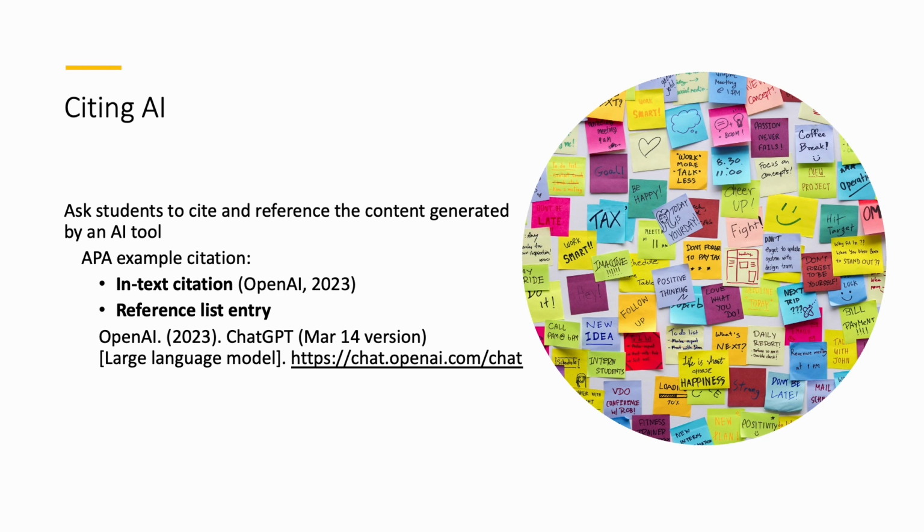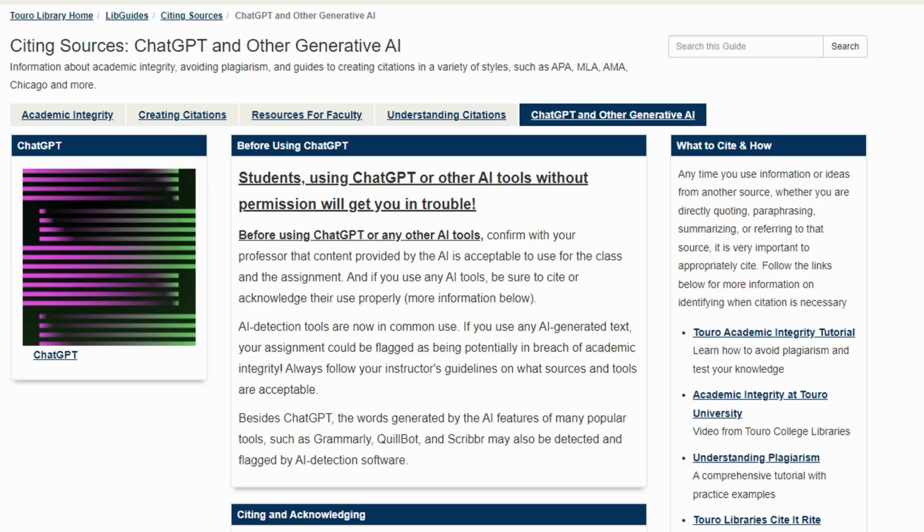Or you can ask your students to cite and reference the content that was generated by an AI tool. Here's an example of an APA citation. All the major citation style guides, whether Chicago or MLA, they all have published guidelines on how to cite AI. Your students can find all these resources and all these examples of citation guides on the library website under Citing Sources ChatGPT.